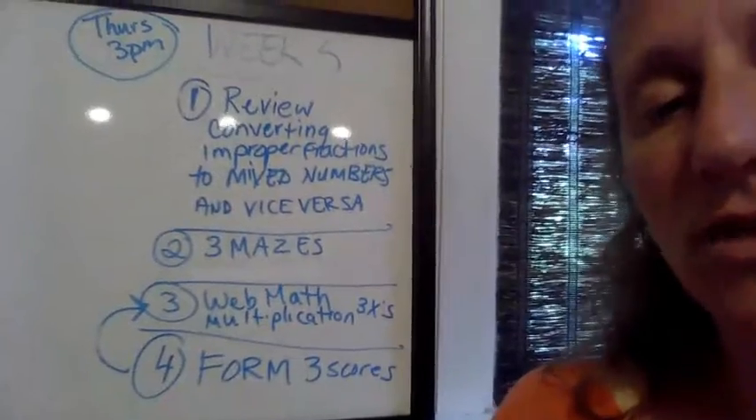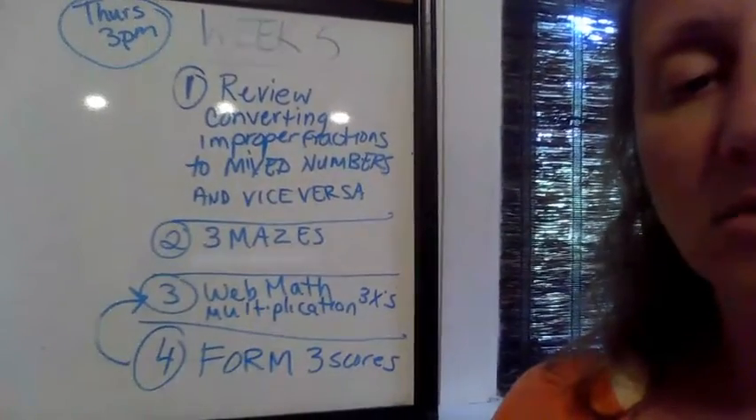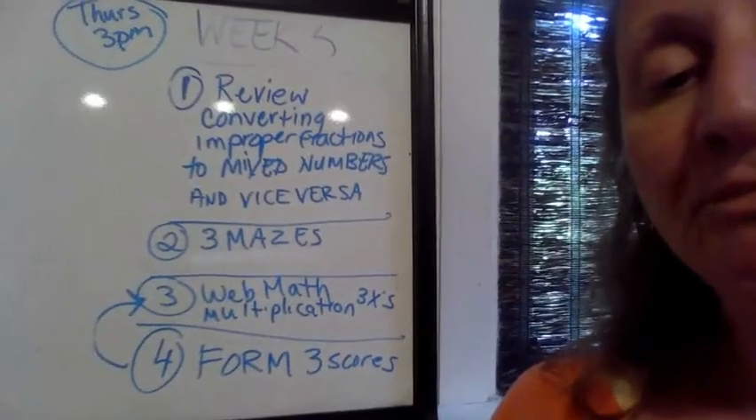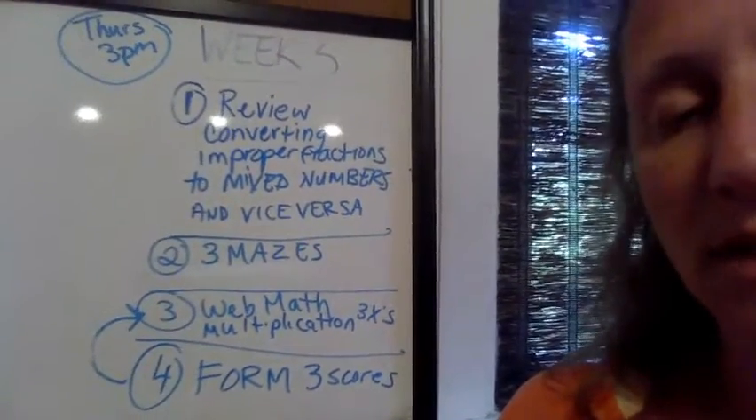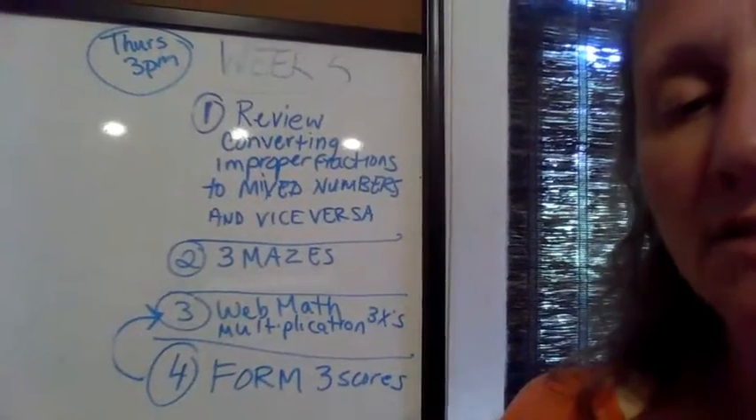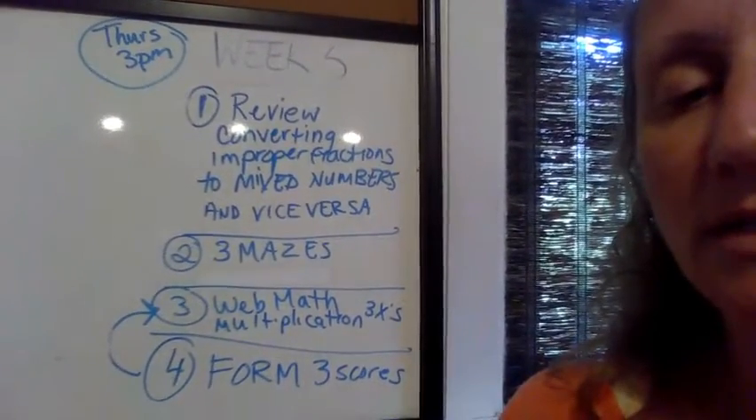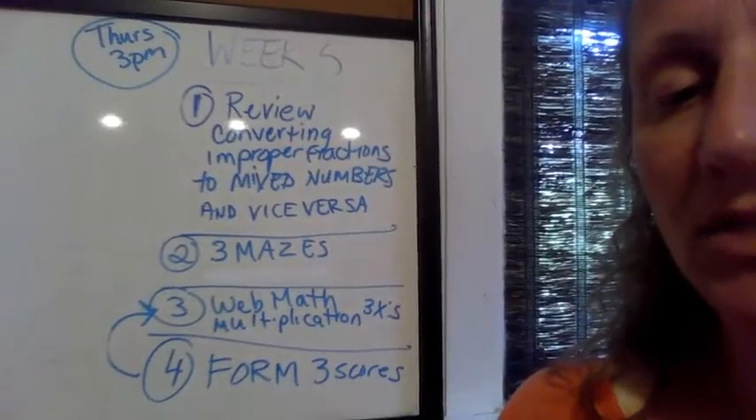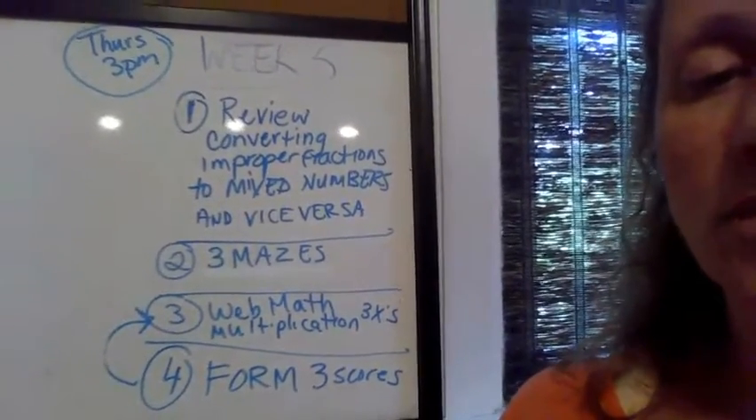I posted 3 mazes. They're Google Slides, and I posted a video on how to do the 3 mazes. Try to have those done by Thursday morning. I will also post an answer key Thursday morning to the mazes in case you need help. And then as always, 3 and 4, I post those every week. Step 3 is to complete those web math multiplication 3 times. And step 4 is to submit your 3 scores.